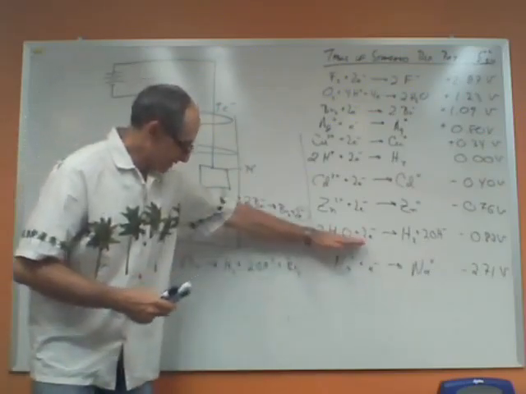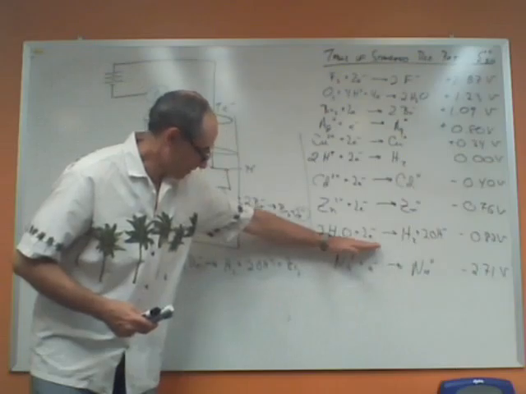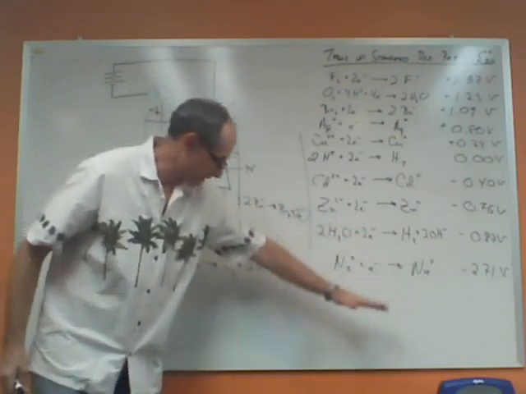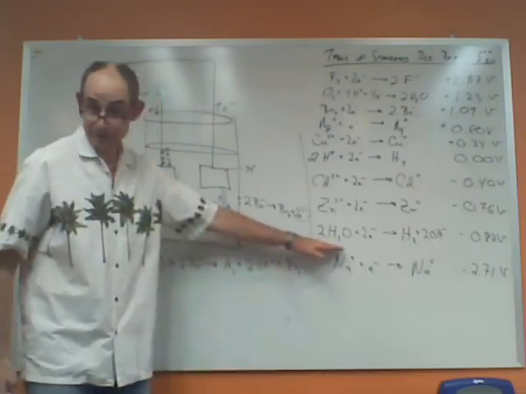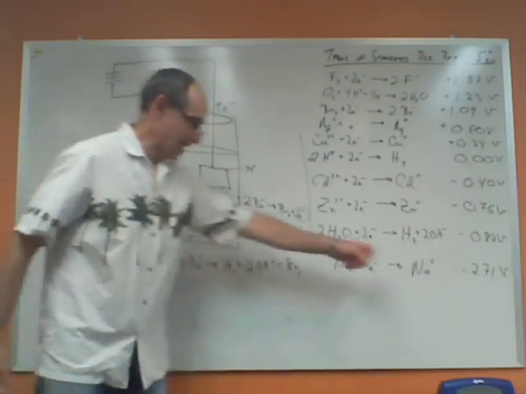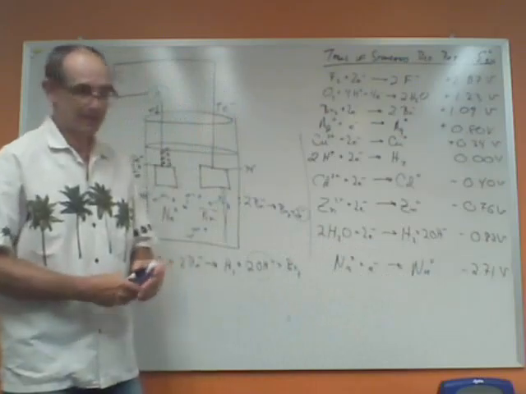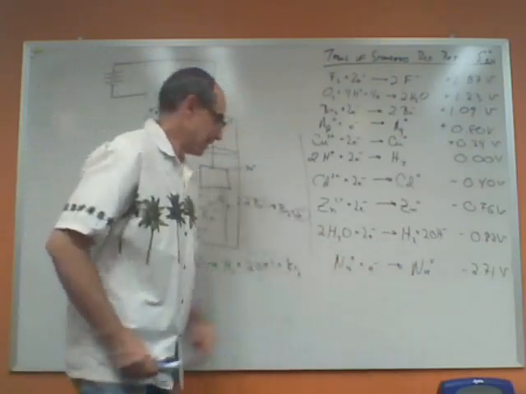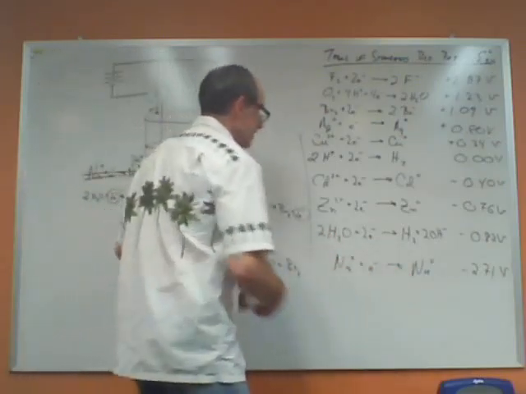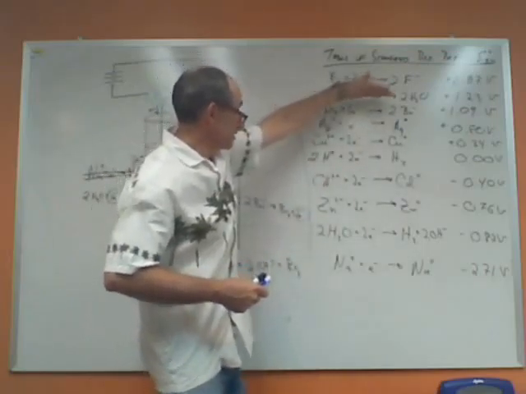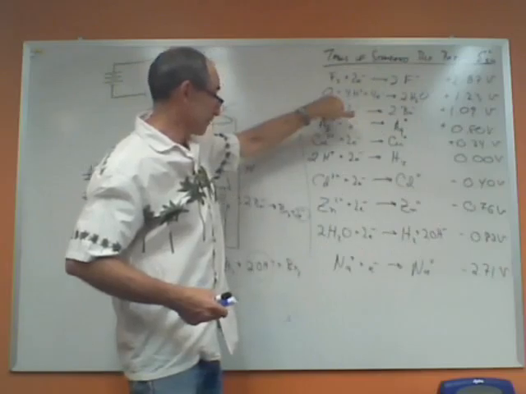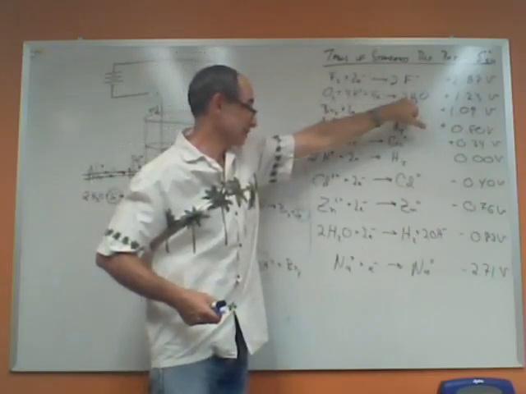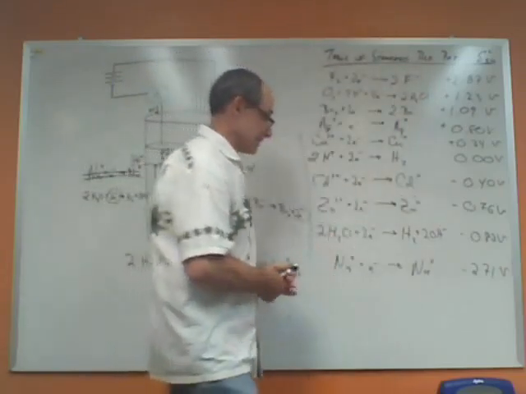So anything below the reduction potential for water will not be produced in aqueous solution. And that means sodium ions and magnesium ions and all those very, very active metals. Conversely, anything that shows up above the reduction potential for oxygen, which would be the oxidation potential for water, would not be oxidized.